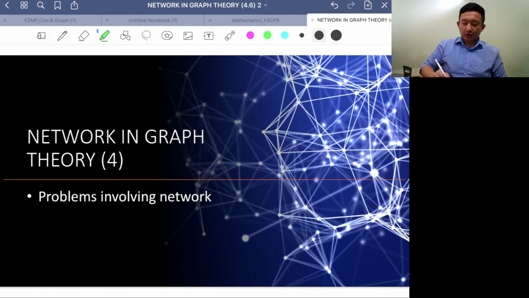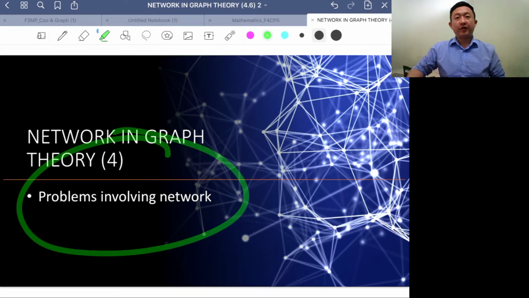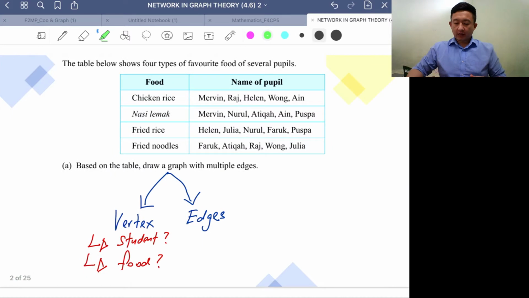In this lesson, I will talk about problems involving networks. Have a look. The table below shows the types of fruits flavored by some of the students. So you have the types of fruits and the names of the students. Based on the table, draw a graph with multiple edges.